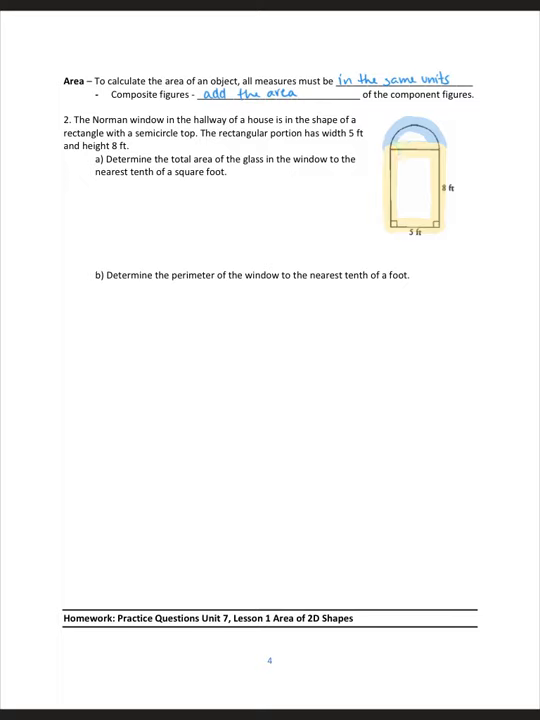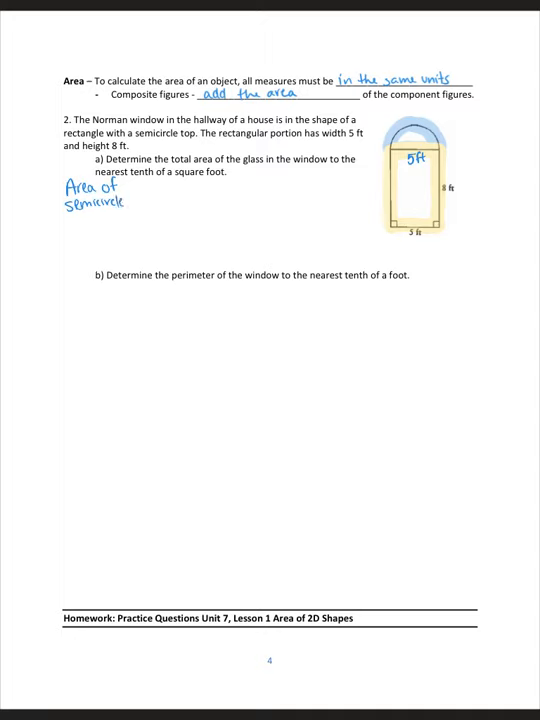Okay, so let's label some of the things we know here. First of all, if we have 5 feet at the base of our rectangle, we would assume that this is also 5 feet, which will help us with our circle. So let's do the area of our semicircle. We'll do it in blue. So area of semicircle.